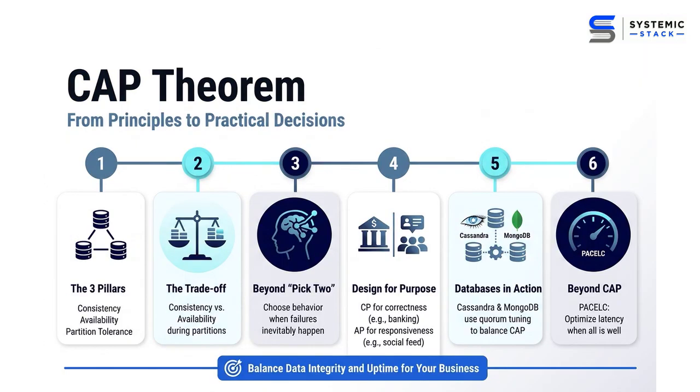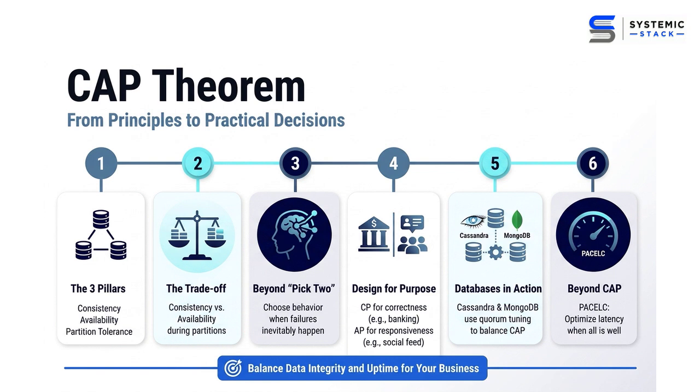We'll begin by breaking down the three pillars of the CAP theorem to see how they actually function in a distributed environment. You're going to see why consistency and availability often pull in opposite directions when a network partition happens, which is the inevitable reality we face in production.